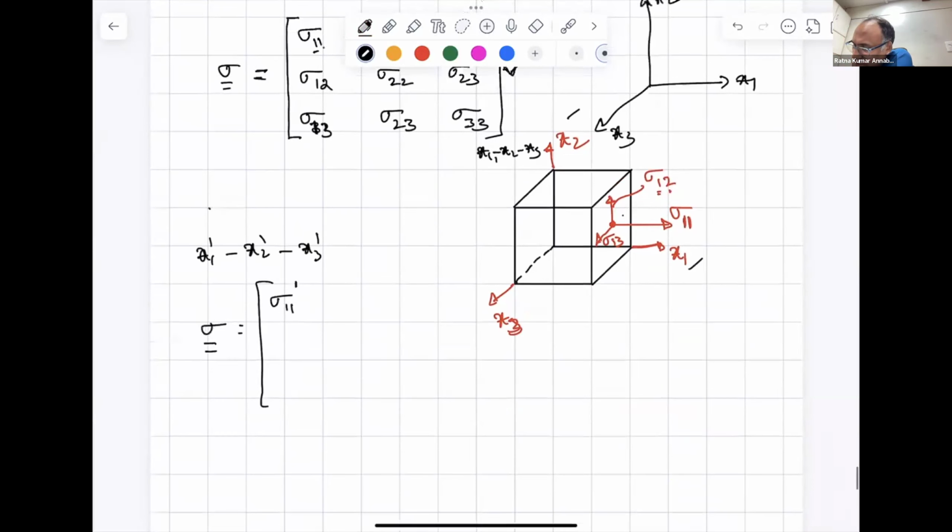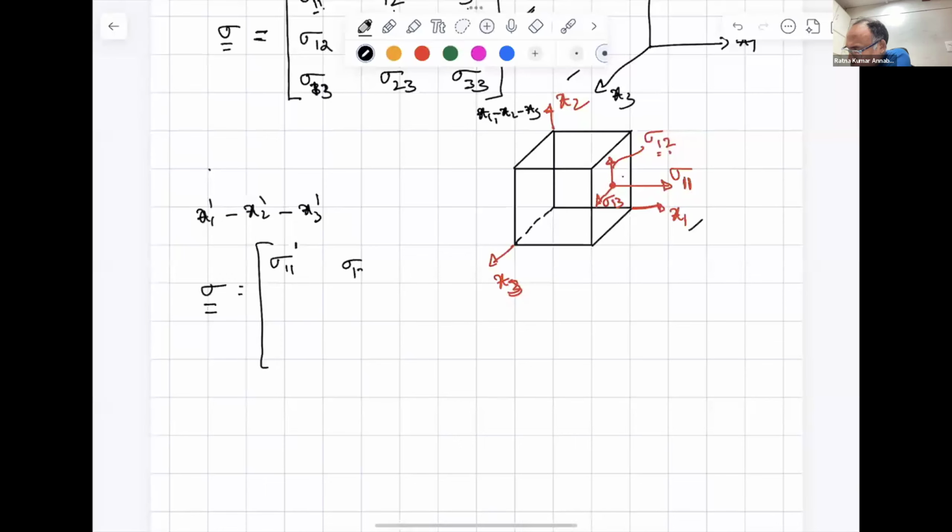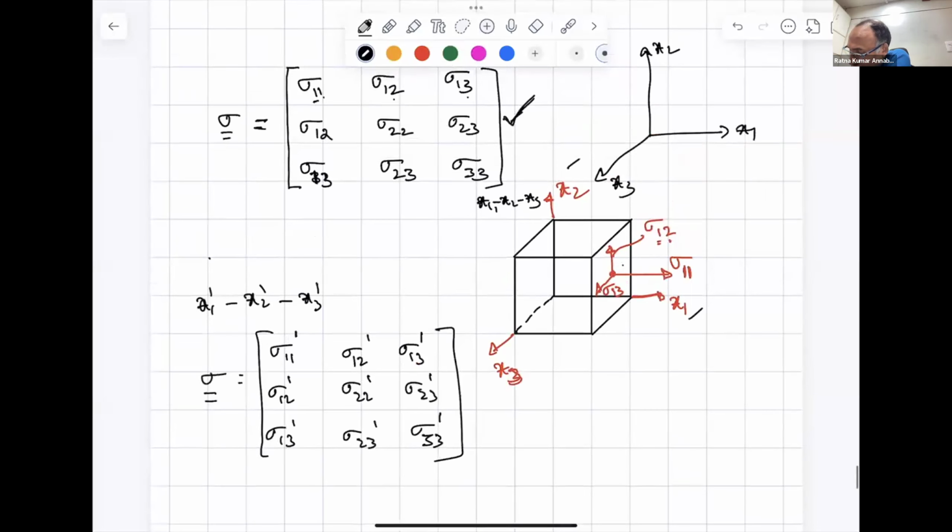Why am I saying dash? Because it will not be numerically equal to sigma 1, 1. Sigma 1, 1 dash, sigma 1, 2 dash, sigma 1, 3 dash, sigma 2, 2 dash, sigma 2, 3 dash, sigma 3, 3 dash. So the elements of this tensor will be different because the coordinate system is changed.